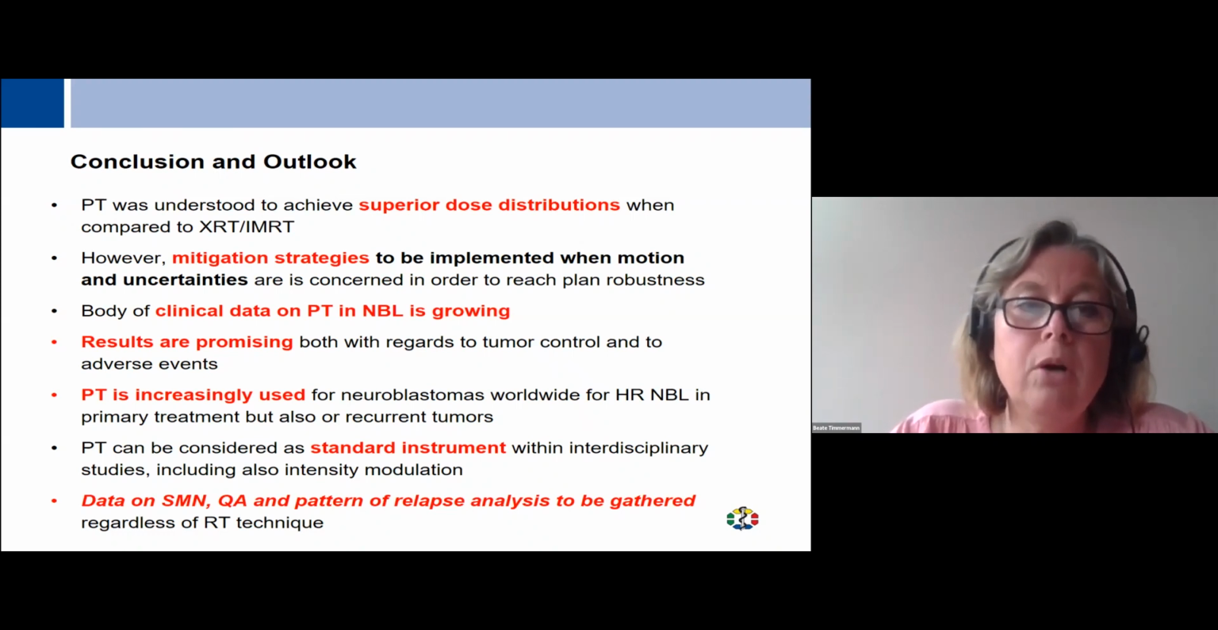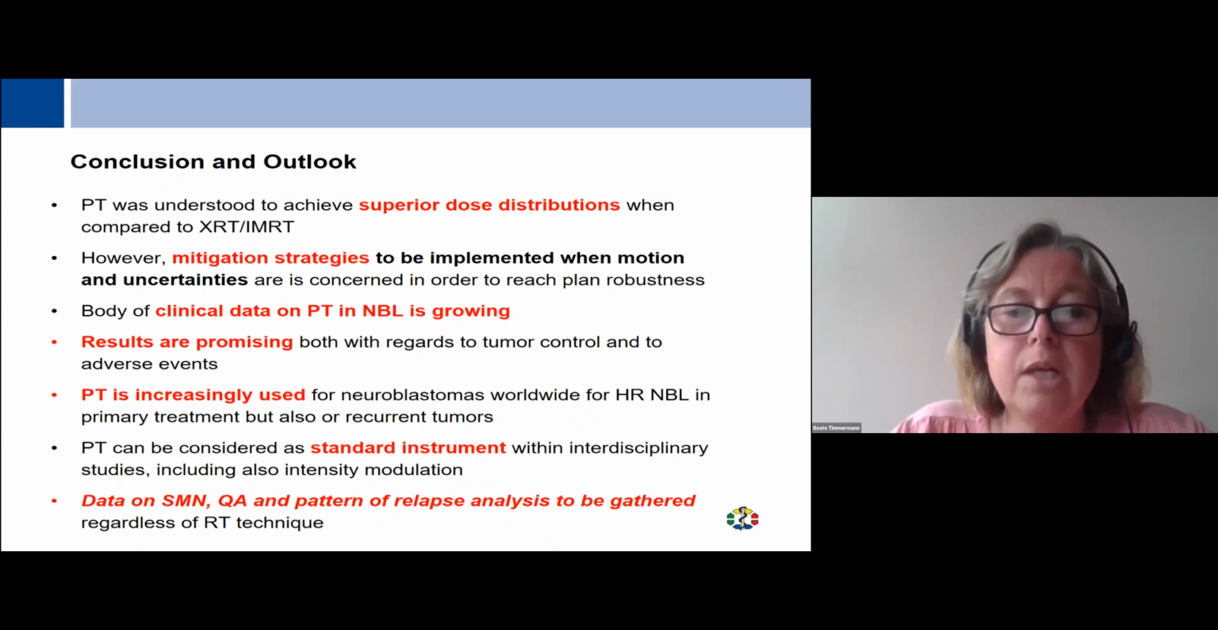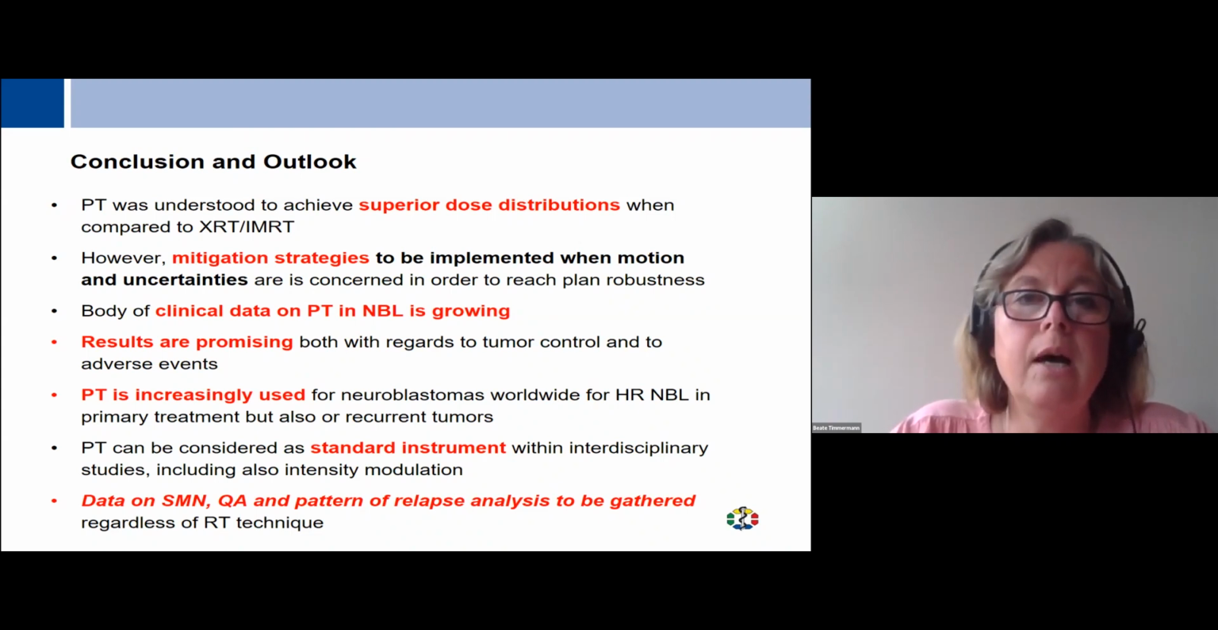I think we all have to be reminded that regardless of the technique we use, it is important, in order to move forward, that we collect data on second primary cancer, quality assurance, and also pattern of relapse to use our instruments of radiotherapy in the best manner.